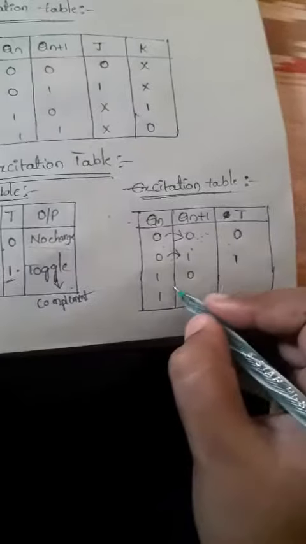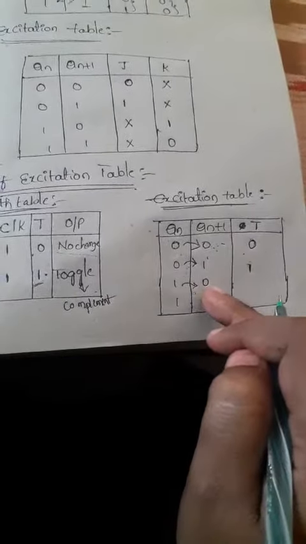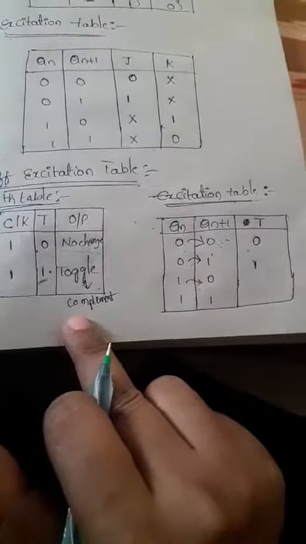So like this in the third case, 1 is compared to 0. So the 1 value changes to 0. That means again both the values will be different. So that means the complement condition is raised. So then we get the input T as 1.